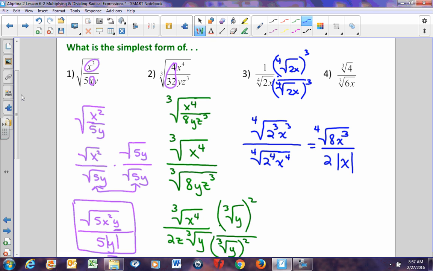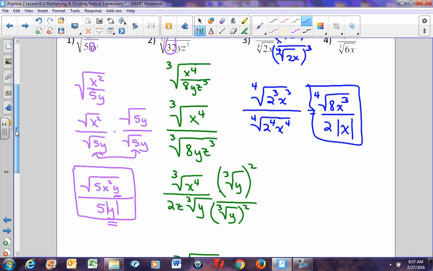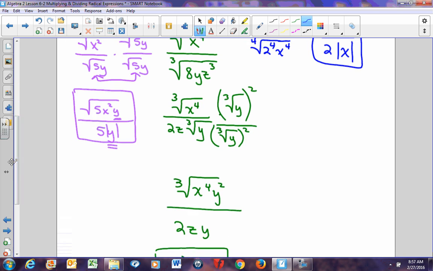So that one was a little easier. And that one's a little easier to do. I'm going to do the 4th problem underneath this problem over here so that you can see a little bit better. Okay, so problem number 4, which I'll do in red, said the cube root of 4 divided by the cube root of 6x.